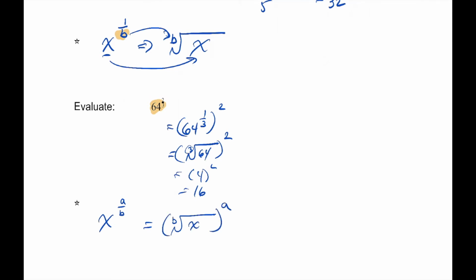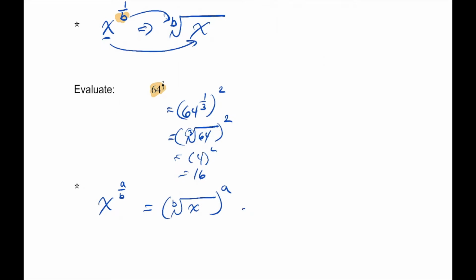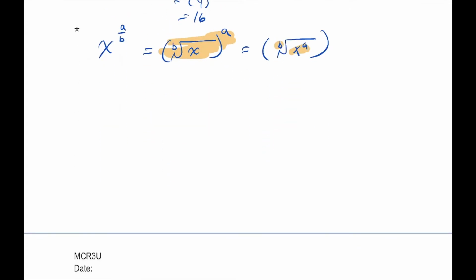Recognize that this is always also the same thing as x to the power of a, and we take the bth root of that. So both of those mean the same thing, although when it comes down to calculation, it's much easier to take the bth root of x first, because it's going to be a much smaller number, then raise it to the power of a, as opposed to raising x to the power of a first. Now we might get a very big number, and then it might be very difficult to calculate the bth root of that. So let's go through some explicit examples.